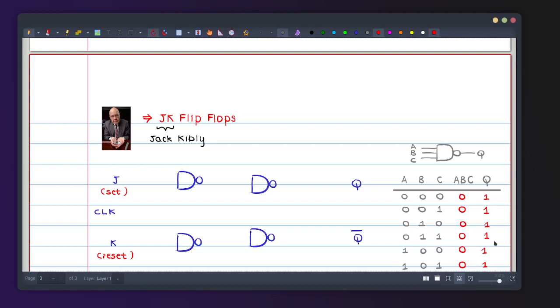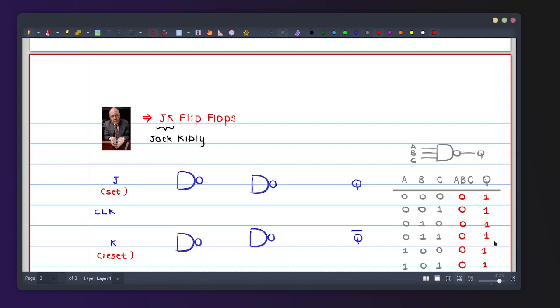Hi guys, so now we shall look at JK flip-flops. JK flip-flops are another kind of memory circuit just like the SR flip-flop, and its aim is to replace the SR flip-flop by fixing its problems, particularly the fault condition and the race condition.